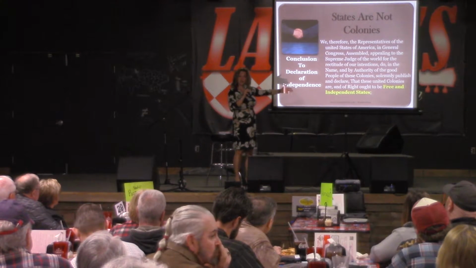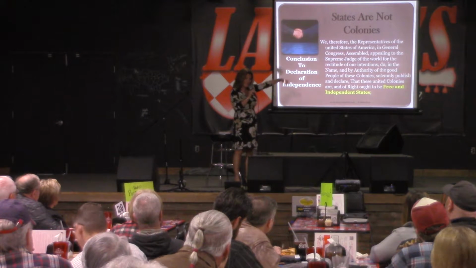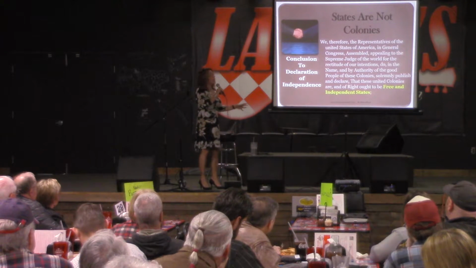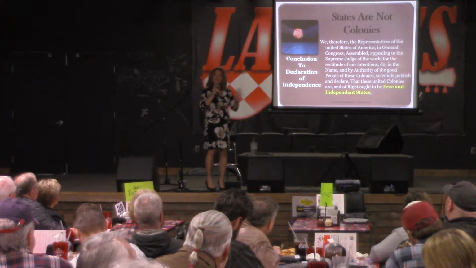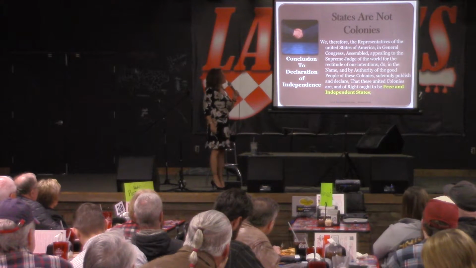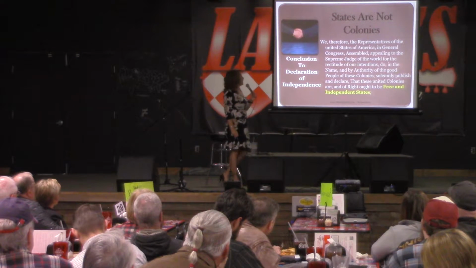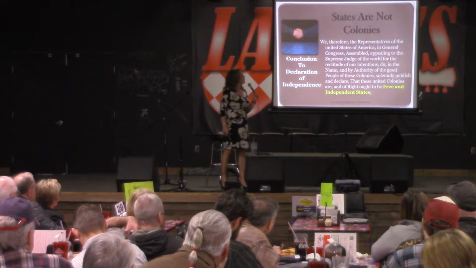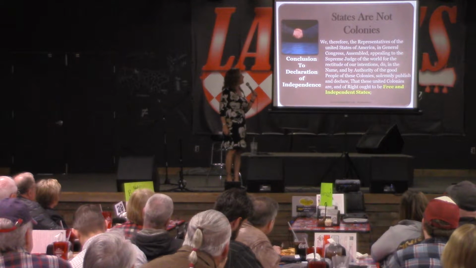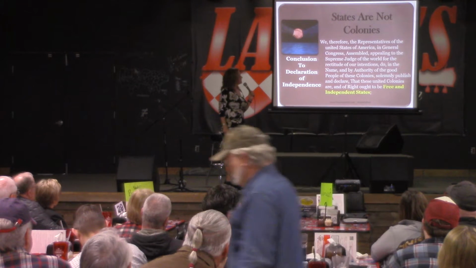By the way, this last paragraph comes from the first clause of the Lee Resolution. The verbatim of the first clause is right here in the last paragraph of the Declaration of Independence. And we learn that the states are not colonies. Look at this. We, therefore, the representatives of the United States of America, in General Congress assembled, appealing to the Supreme Judge of the world for the rectitude of our intentions, do in the name and by the authority of the good people of these colonies, solemnly publish and declare.